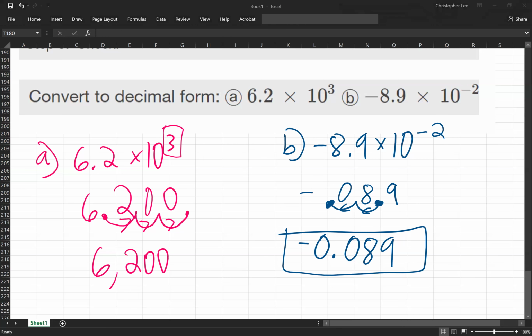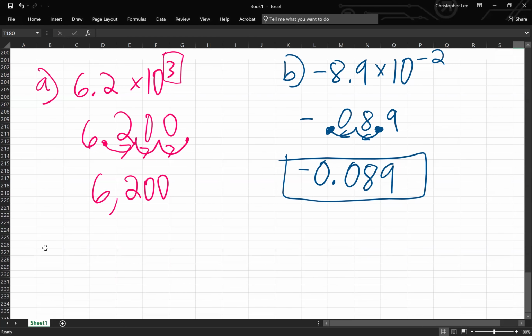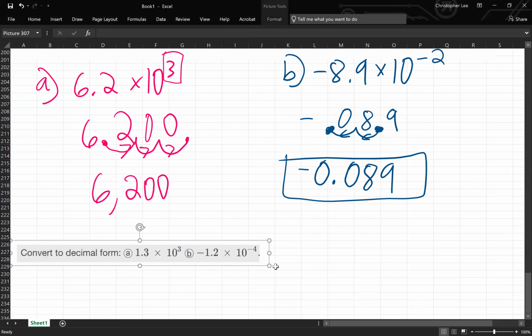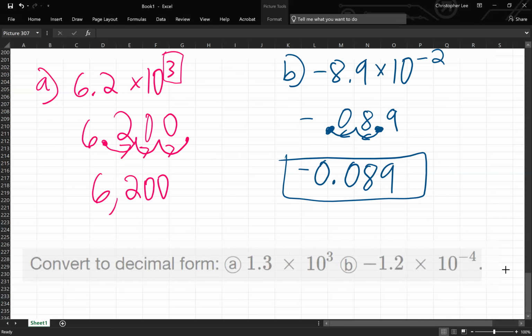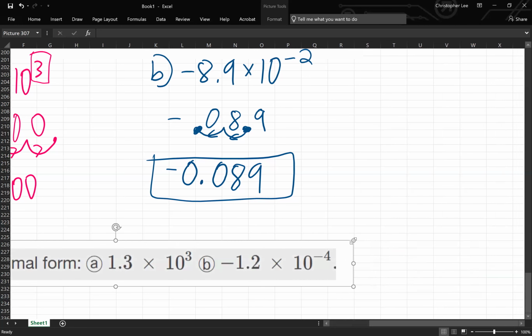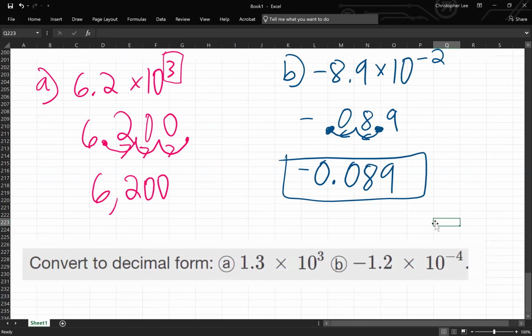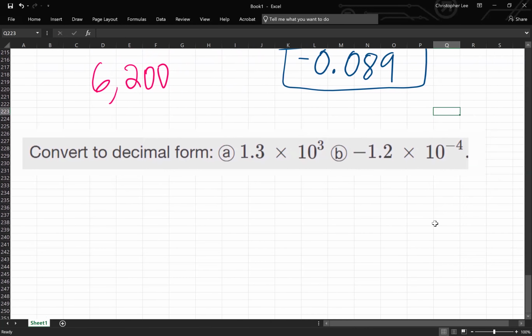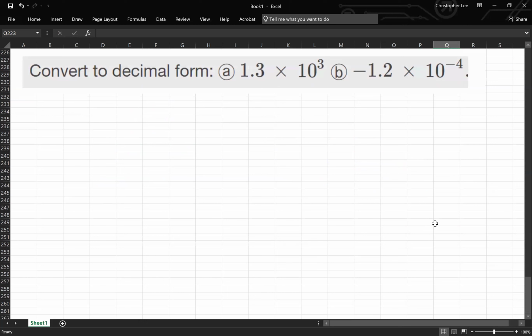All right, we're gonna try another one. Yeah, exactly. All right, you guys try it real quick. Oh, sorry about that. I messed it up. All right, go ahead.